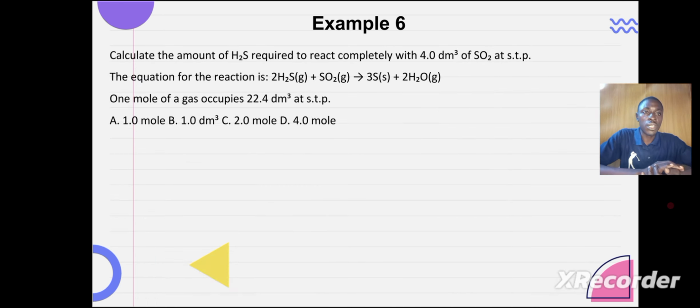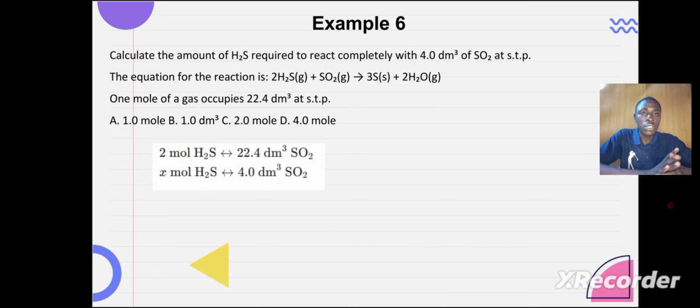Okay, calculate the amount of hydrogen sulfide required to react completely with 4 dm cube of sulfur IV oxide at STP. Okay, the equation for the reaction has been given. It's on your screen. And then 1 mole of a gas occupies 22.4 dm cube at standard temperature and pressure.